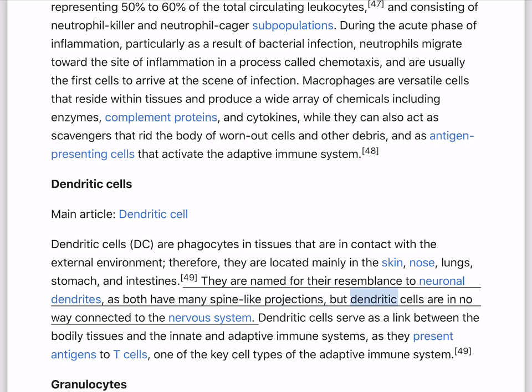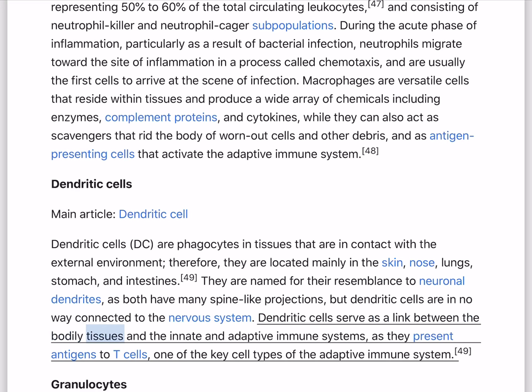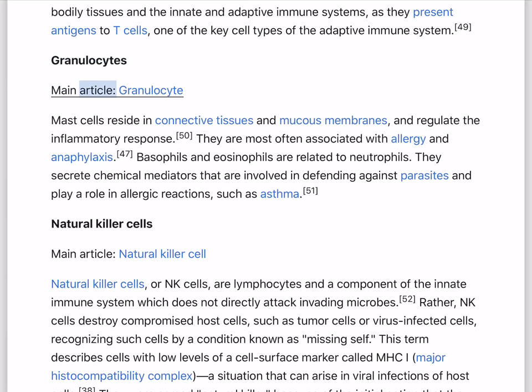Dendritic cells serve as a link between the bodily tissues and the innate and adaptive immune systems, as they present antigens to T cells, one of the key cell types of the adaptive immune system. Granulocytes. Main article. Mast cells reside in connective tissues and mucous membranes, and regulate the inflammatory response. They are most often associated with allergy and anaphylaxis.